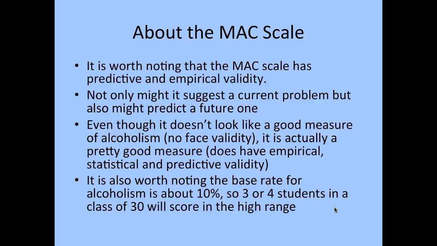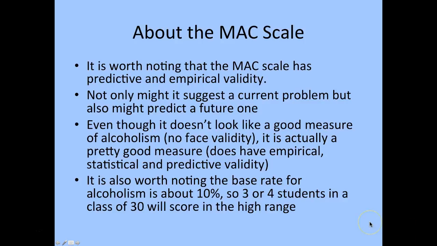It's worth noting that the MAC scale has predictive and empirical validity. Not only might it suggest a current problem, but it also might predict a future one. It doesn't look like a good measure of alcoholism because it has no face validity. It doesn't ask questions about drinking or substance use. But it actually is a pretty good measure. It does have what we call empirical or predictive validity. It's correlated with current and future use and problems.